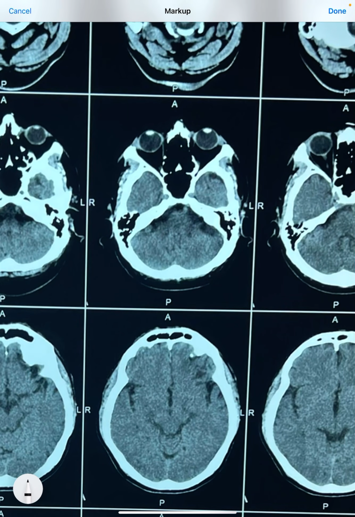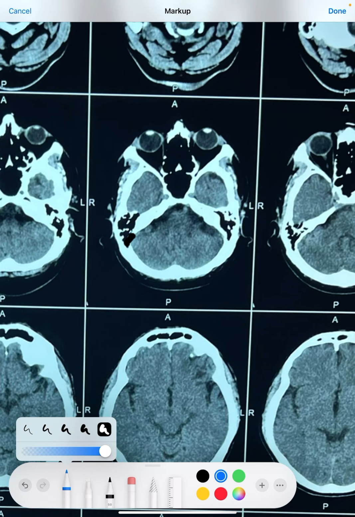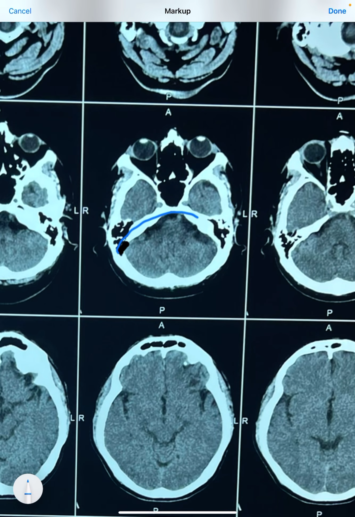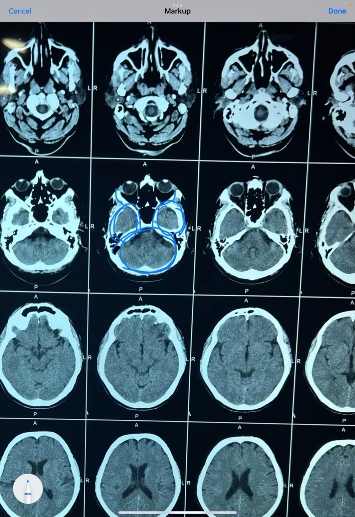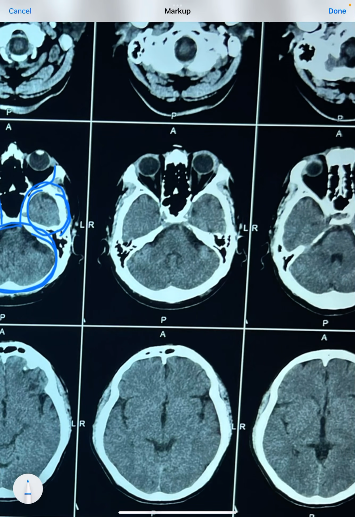So, this is a posterior fossa, as we can very clearly say that this brain portion is divided into three portions. This is first portion, this is second portion, and this is third portion. So this is posterior fossa, this is middle cranial fossa, and these are anterior cranial fossas. So in posterior fossa, what we have is the brainstem and cerebellum.